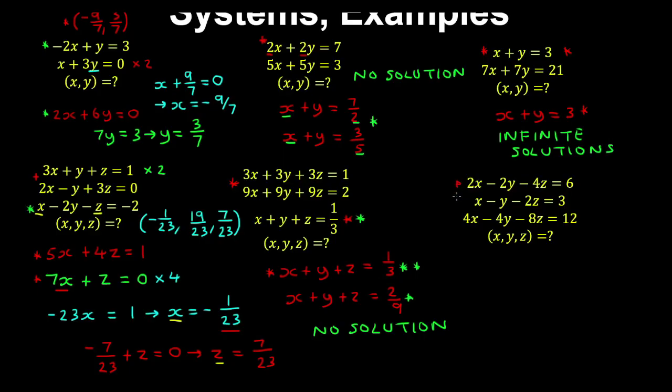And for this system over here, again, the ratio of the coefficients is the same in all of these equations. So we can divide the first equation by 2. So we get x minus y minus 2z is 3. And we can divide the third equation by 4. So we get x minus y minus 2z is 3. So as we can see, these are the same equations as the second. So these three are coincident planes. And therefore, you end up with infinitely many solutions.